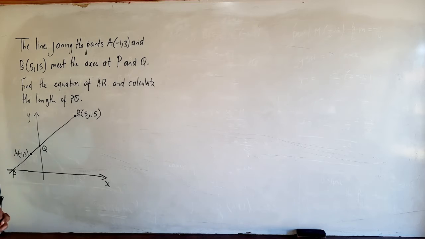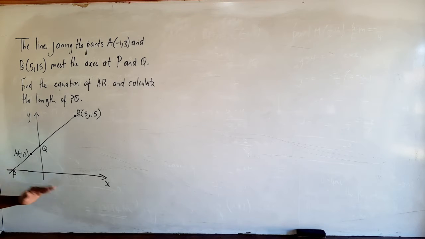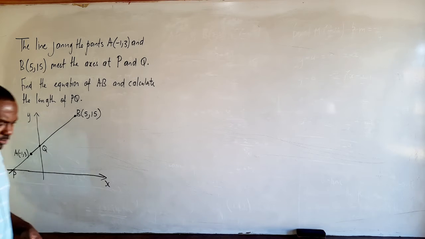So we've gone ahead and represented the situation on a pair of x and y axes. We let this point over here be A, which is (-1, 3), then B, which has coordinates (5, 15), would be somewhere over here. We drew the line joining A and B, and it cuts the y-axis at the point Q and the x-axis at the point P. They want us to find the equation of AB, and then calculate the length of PQ, which means we'll have to find the coordinates of P and Q. So let's go ahead and do that.